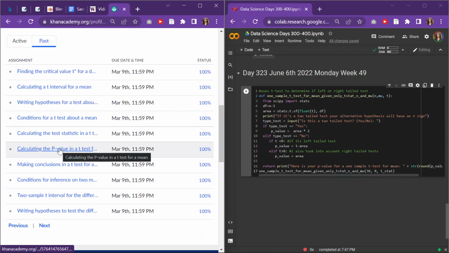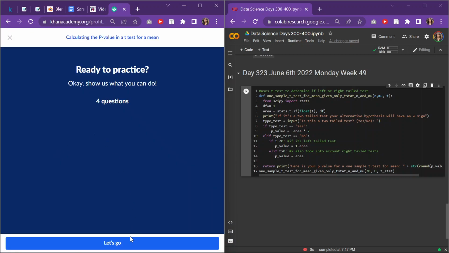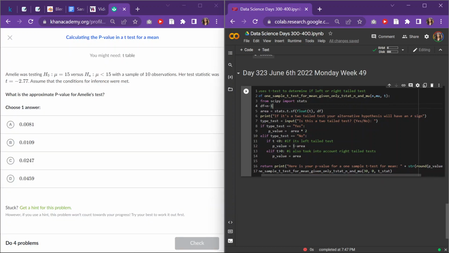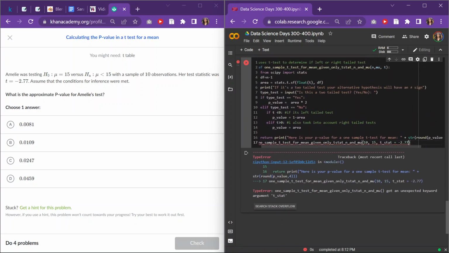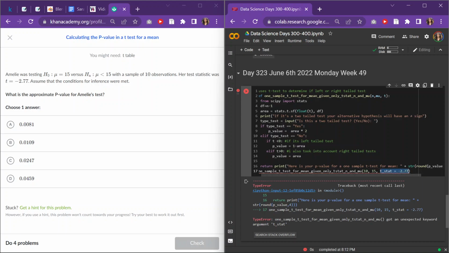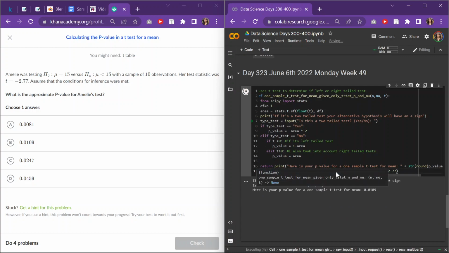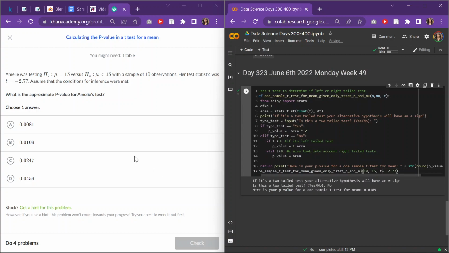Alright, calculating t-test. P-value, let's go. Alright, perfect. So for this one, the sample size is 10, so n is 10. The mu is actually 15, and the t-stat is equal to negative 2.77. What the heck is going on now? Oops, it's supposed to be t, not t-stat. Alright, is this a two-tailed test? No. 0.109.